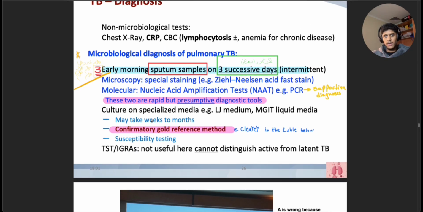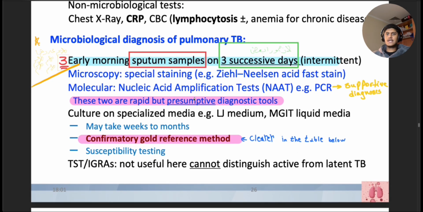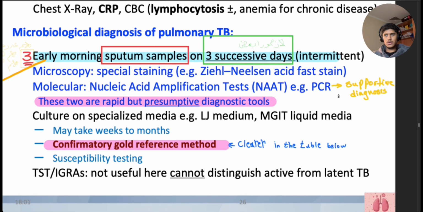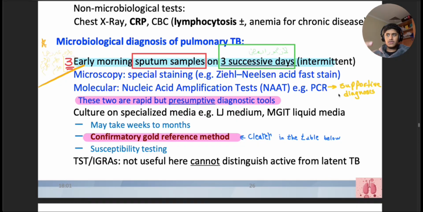They are really rapid, but they are presumptive tools. So they are not really a confirmatory method that is being used, but they are really handy, and they are different in terms of sensitivity. We have microscopy and special staining, as we said, Ziehl-Neelsen acid fast stain, and nucleic acid amplification test, or PCR, as we say. They are really supportive for diagnosis.